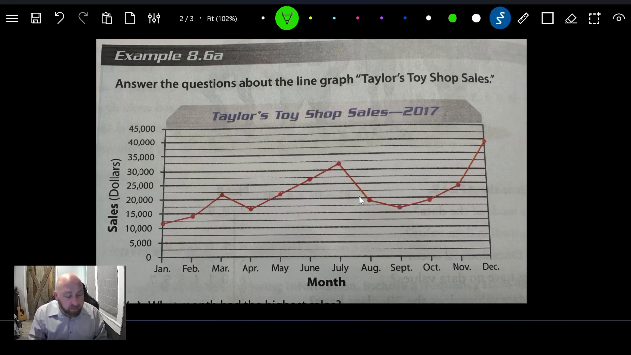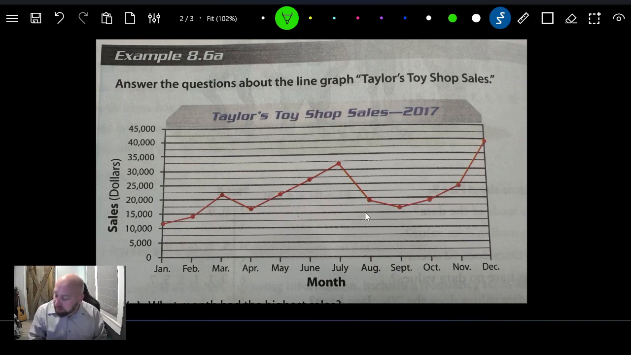And then this one right here, look, from July to August, that's a big slide right there, okay? So we went from way up here, 34,000, all the way down here to about 17,000. So pretty big slide right there. So that would be the winner there, from July to August.